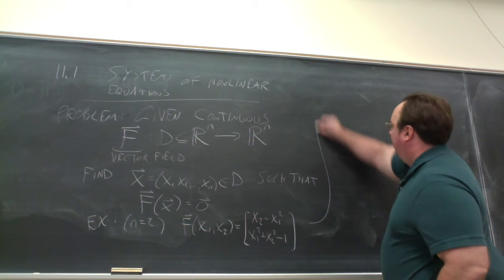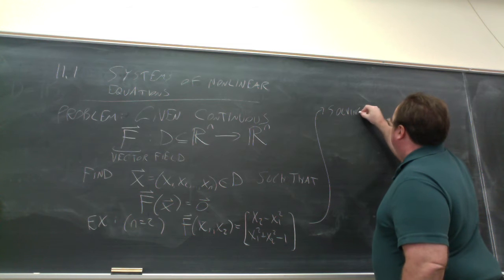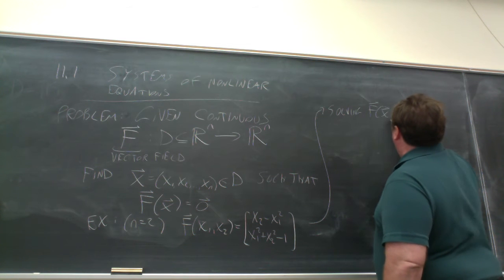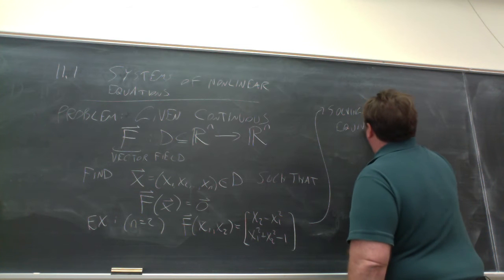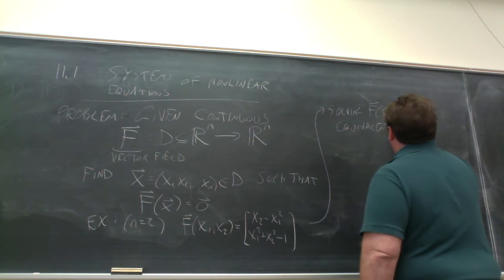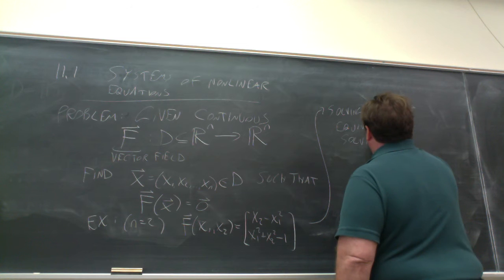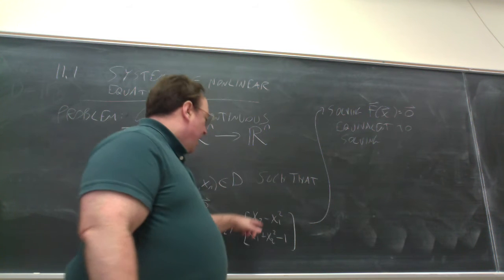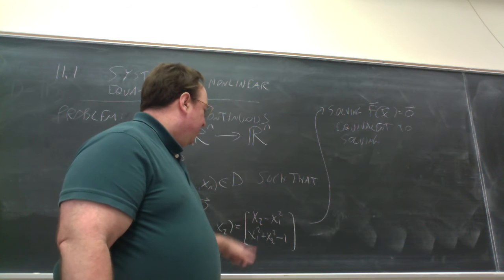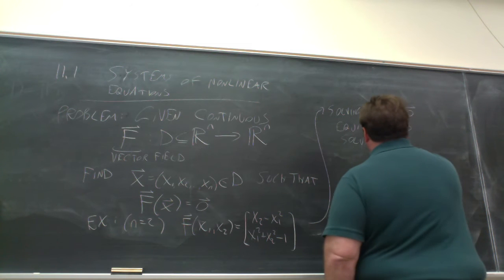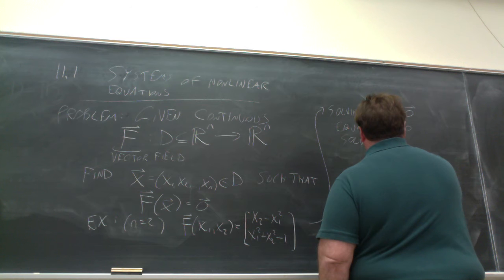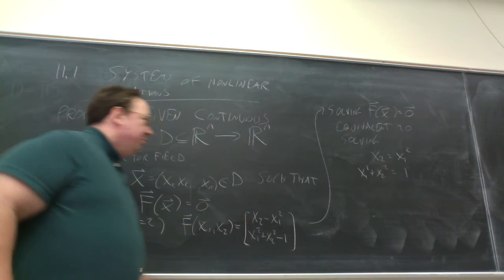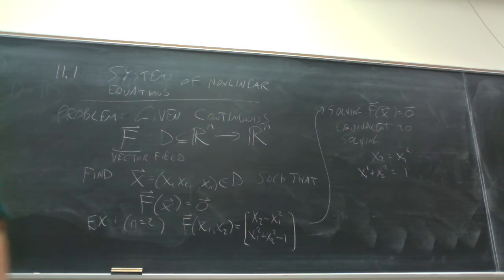So, if I want to solve the equation f of x equals 0, it can be described as solving these equations. So I have these set equal to 0, but what I can do is rearrange them. x2 is x1 squared, and then x1 squared plus x2 squared is equal to 1. So all I've done is I've moved selected terms over to the right side. No big deal.